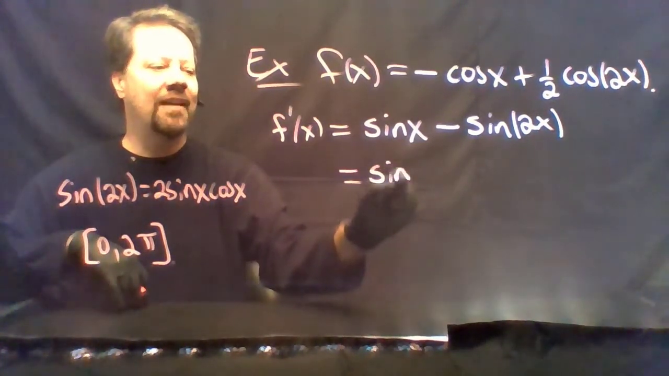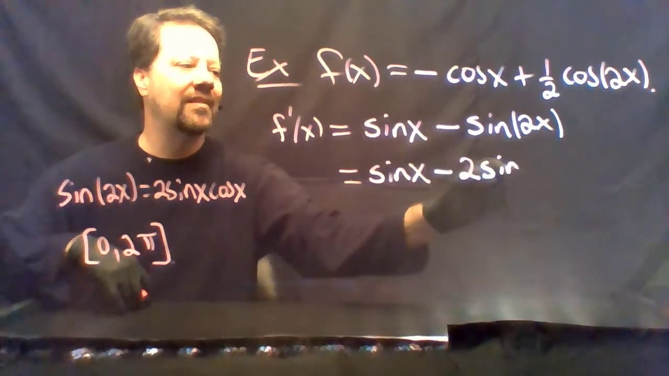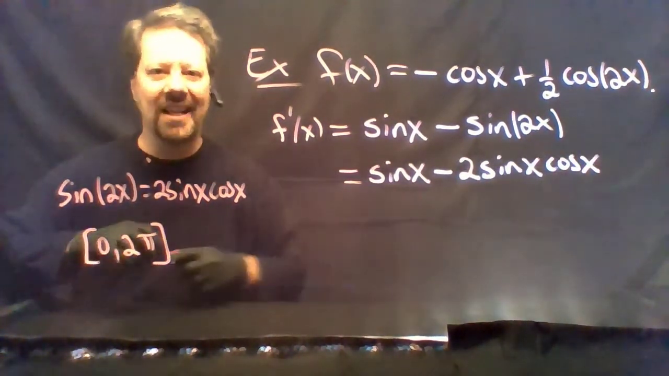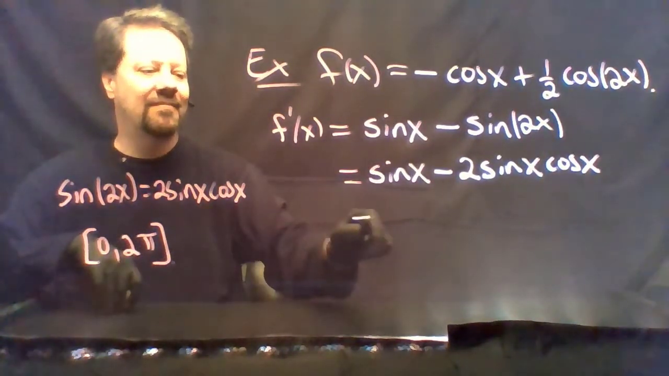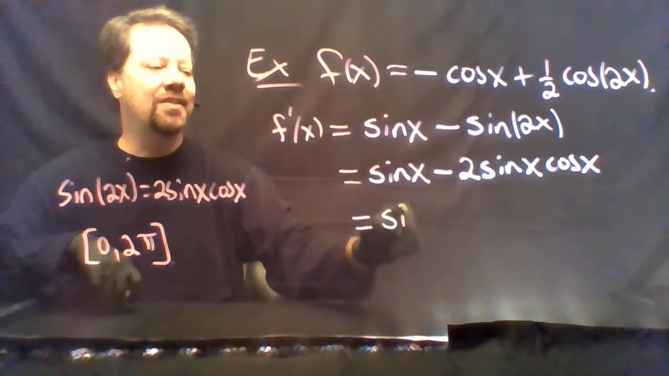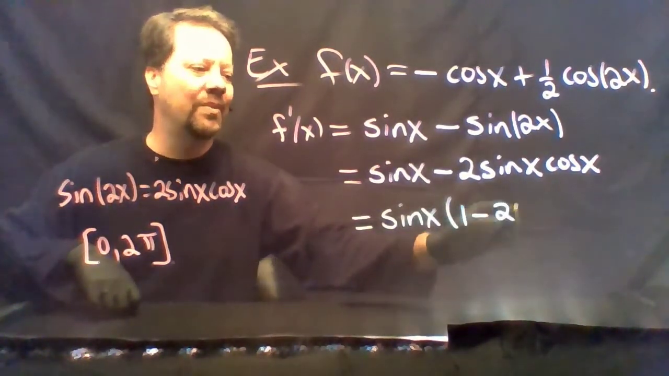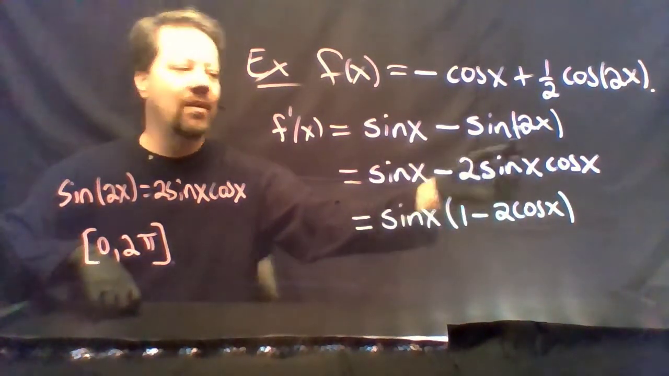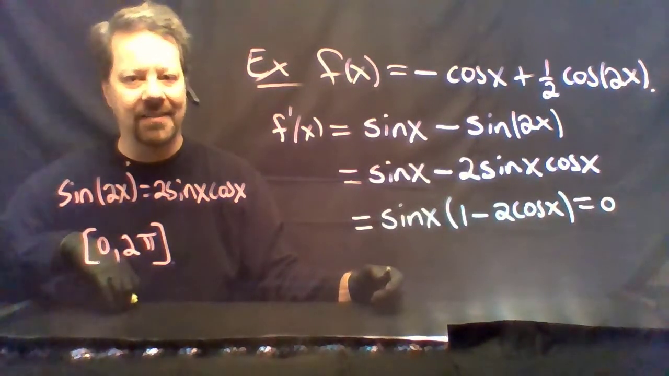And so we have sine x minus 2 sine x cosine x. From here, we factor. We'll factor sine x out times the quantity 1 minus 2 cosine x. Looking for critical points, we set this equal to 0 and solve for x.